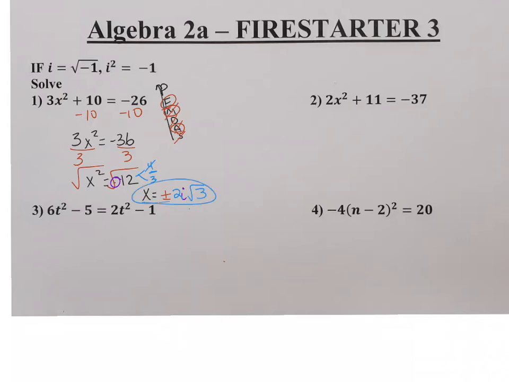That's our entire problem. So I did go a little bit quicker because this is very similar to what we did in Firestarter 1. I did explain this a little bit slower in Firestarter 1. So number 2, same exact thing, PEMDAS backwards.